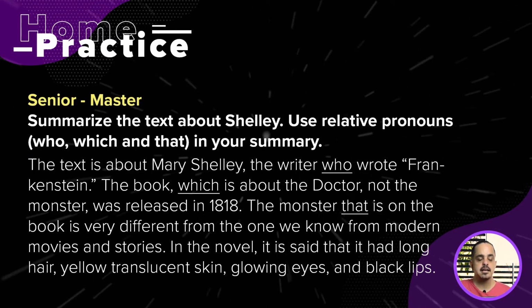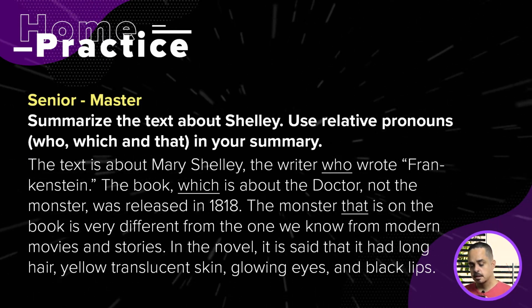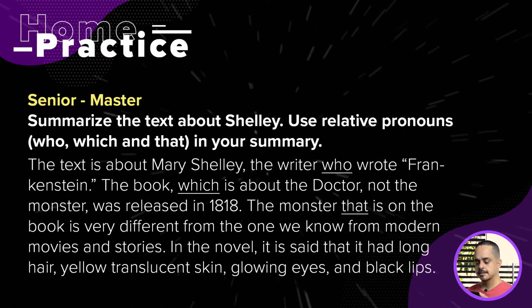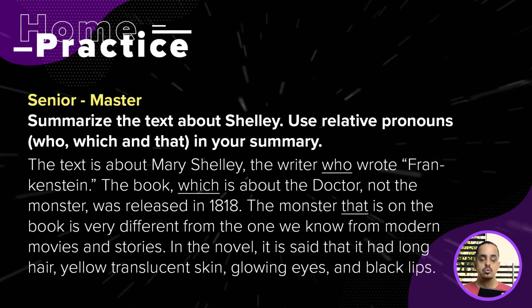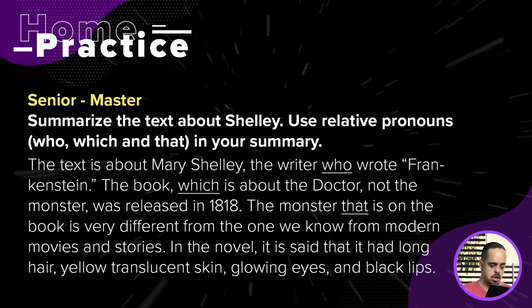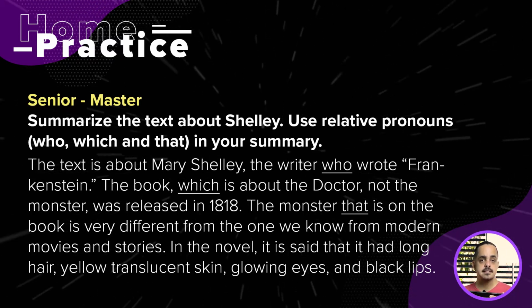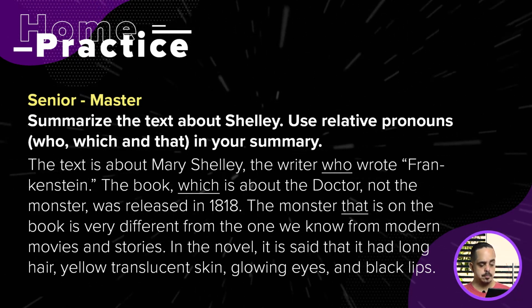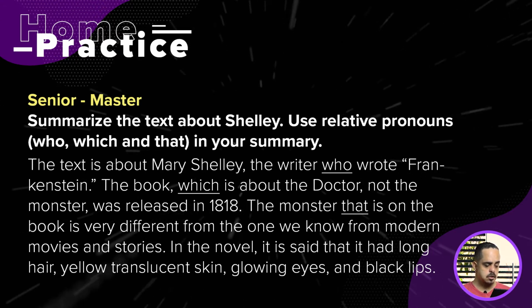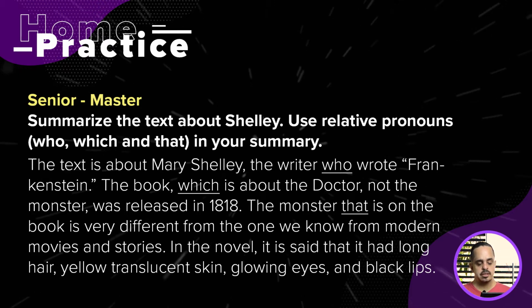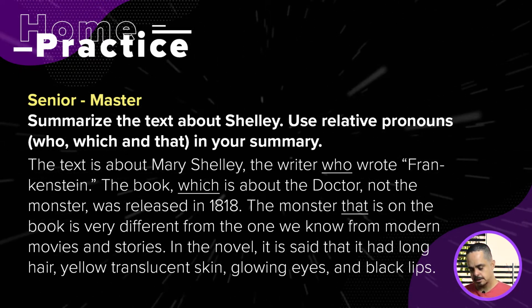After that, seniors and masters had to summarize the text using relative pronouns. So, for example, the text is about Mary Shelley, the writer who wrote Frankenstein. The book, which is about the doctor, not the monster, was released in 1818. The monster that is in the book is very different from the one we know from other movies and stories. In the novel, it is said that it had long hair, yellow translucent skin, glowing eyes, and black lips. Okay? So let's go to our review.